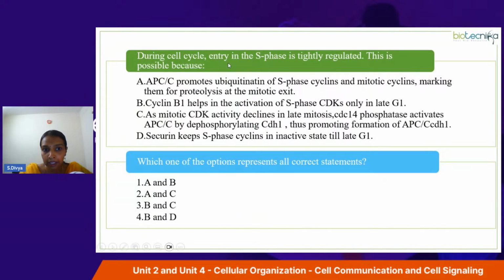During the cell cycle, entry into the S phase is tightly regulated. Now, why is this so? APC/C promotes ubiquitination of S phase and mitotic cyclins, marking them for proteolysis at the mitotic exit. Cyclin B1 helps in the activation of S phase CDKs only in late G1, or as mitotic CDK activity declines. CDC14 phosphatase activates APC/C by dephosphorylating CDH1, promoting the formation. Securin keeps the S phase cyclins in inactive state till late G1.